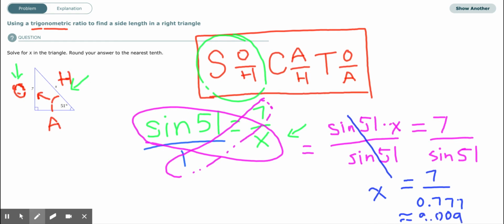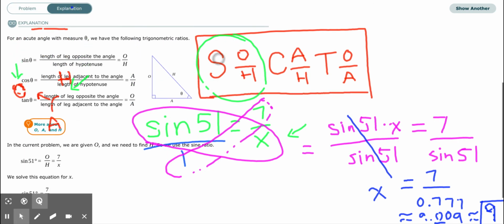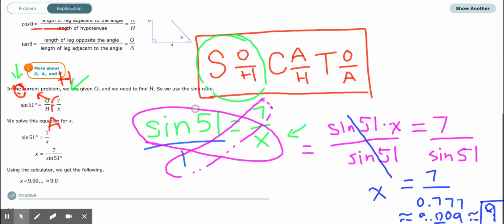And since this says round your answer to the nearest tenth, that would be this place. This is roughly equal to just 9. Let's go ahead and look at the explanation. And here you can see that we get 9.